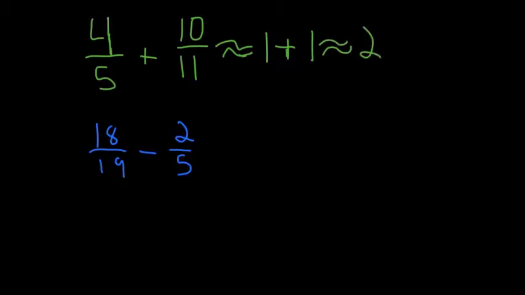And then 18/19 minus 2/5, we're going to estimate 18/19 to be about 1, because 18 out of 19, that's pretty close to 19. And then 2/5, we did that on the last one, but again, half of 5 is 2.5. So 2 is pretty close to 2.5, so I'm going to say that's about a half. So 1 minus a half is about 1/2.